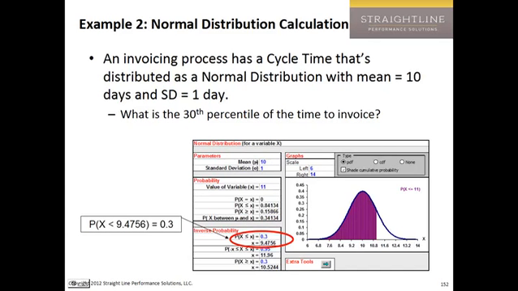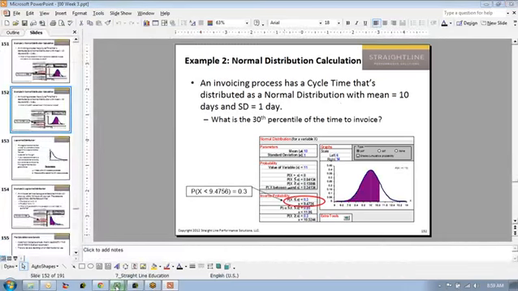Okay. Now, suppose we wanted to do something else. Suppose an invoicing process has a cycle time that's distributed as a normal distribution with mean of 10 and standard deviation 1 day. Again, it's the same as before. What's the 30th percentile of this? Or what is the point such that 30% of the time we are less than that value? If we wanted to give you a guarantee that 30% of our deliveries will be less than this, what would be the answer to that question?